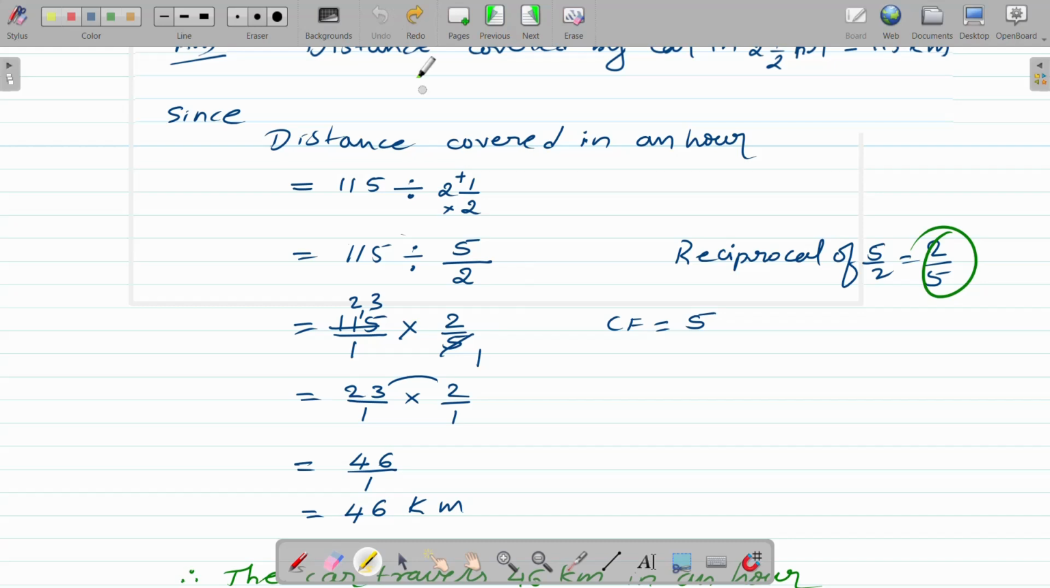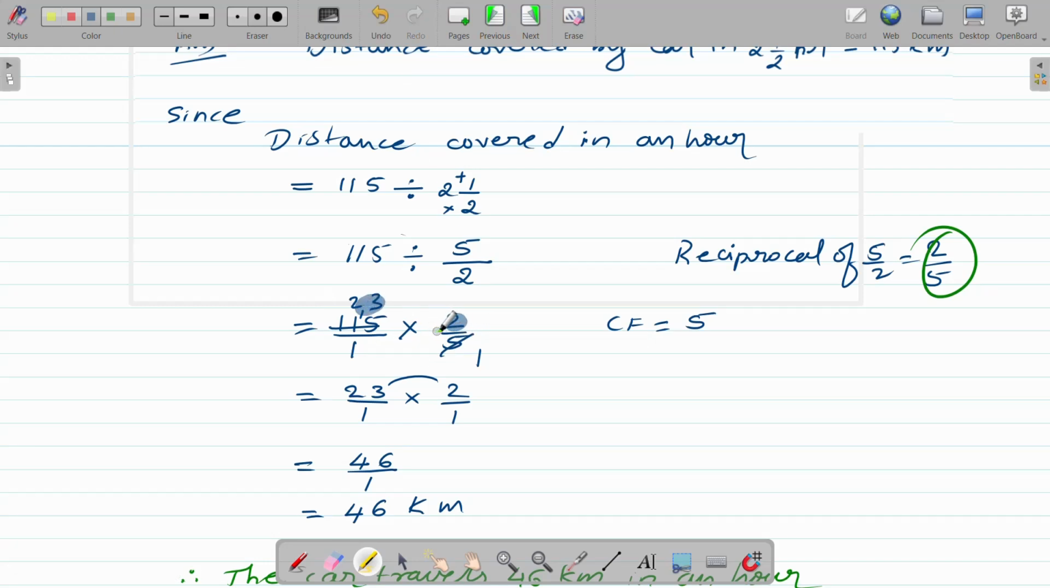After writing the reciprocal and changing the division to multiplication, we will find the common factor between numerator and denominator. As you can see here, 115 and 5 are divisible by 5. So because of that, I took the common factor 5, and I will divide both the numerator and denominator by 5. After dividing 115 by 5, I got 23. And then after dividing 5 by 5, I got 1. So now we are left with 23 and 2.